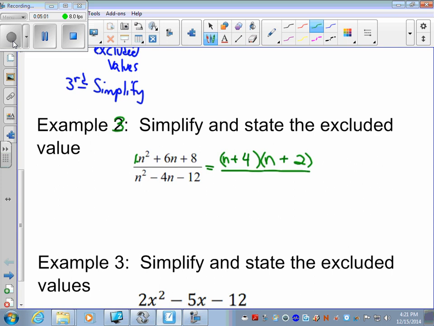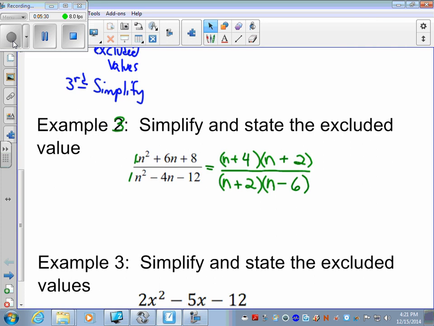The denominator, again, the leading coefficient, the first term, is 1. So what times what is negative 12 and adds up to negative 4? That's negative 6 and positive 2. And then the leading variables are n, and here is everything factored, numerator and denominator.